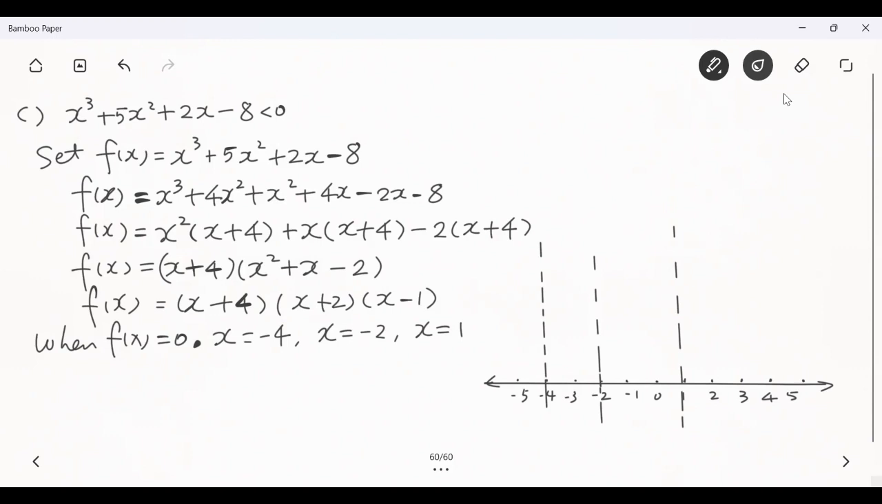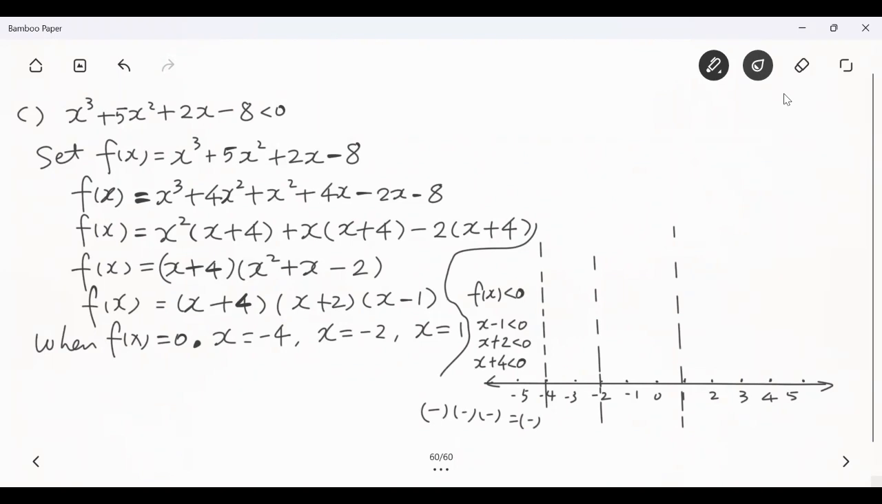Okay, so check them one by one. When x is less than negative 4, check x plus 4 is less than 0. Okay, you can test negative 5. Negative 5 plus 4 is negative 1, right? Next, x plus 2 is also negative, right? Negative 5 plus 2 is negative 3. Next, check x minus 1 is negative 6, so less than 0. Then we know the 3 negatives multiply is still negative, right? So it's less than 0.